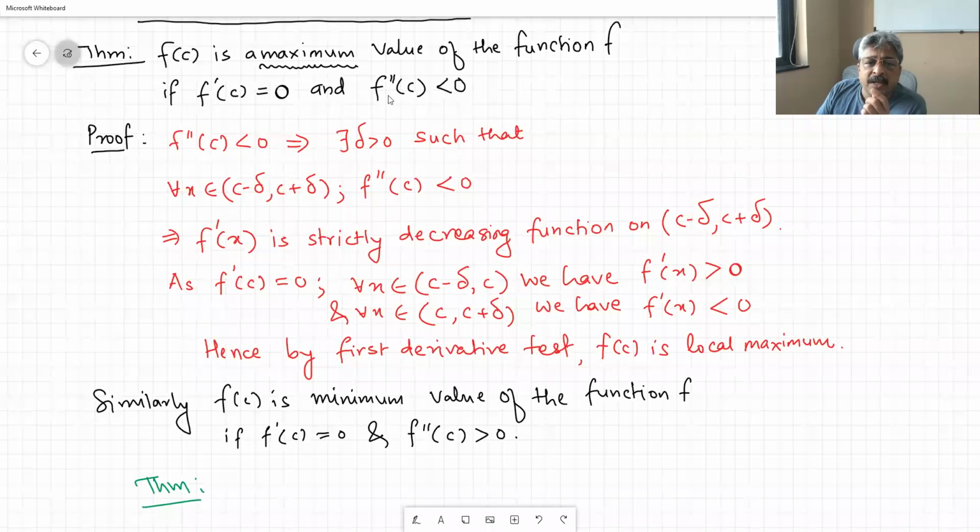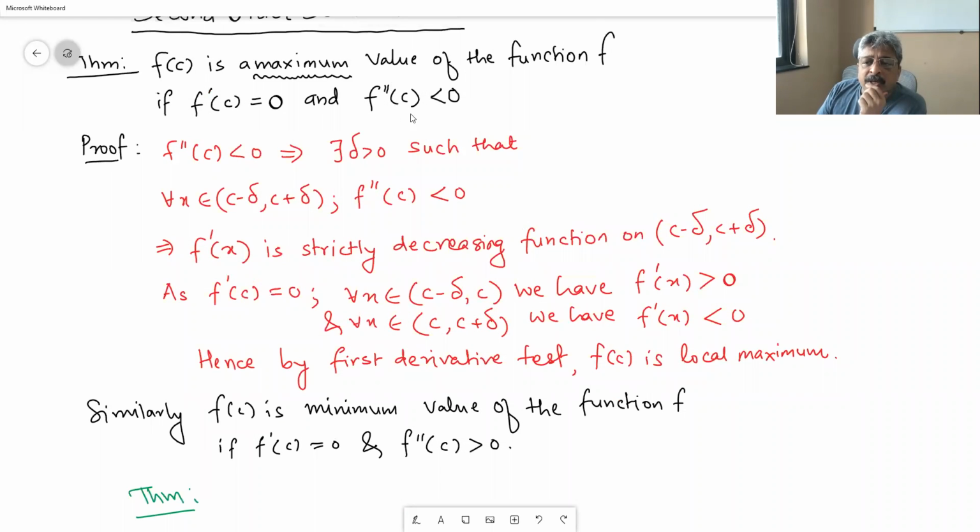Using this condition, f double dash of c is less than 0 implies that in the delta neighborhood of c, the function is less than 0, which implies f dash is strictly increasing. f dash of x in this interval is strictly increasing. That is the implication.